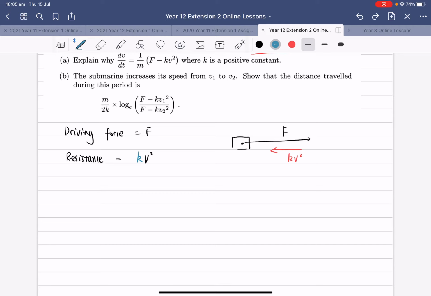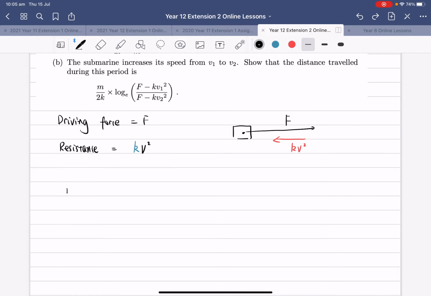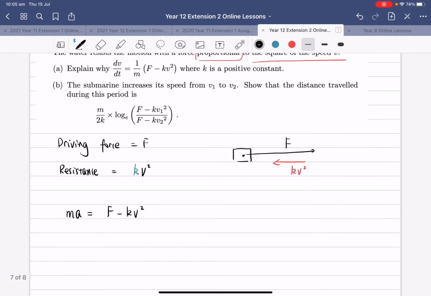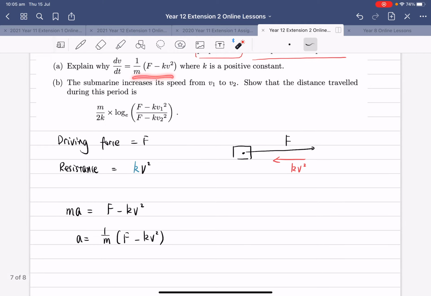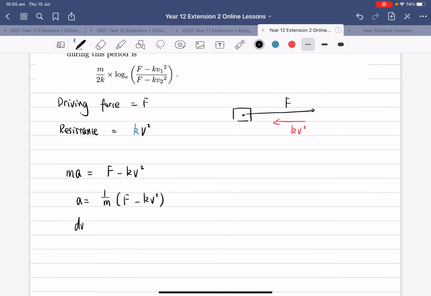So in that case, when you use Newton's second law, F equals ma, the resultant force ma is equal to the force that goes to the right minus the force that goes to the left. Once we finish that, we can divide by m, so that becomes 1 over m bracket F minus kV squared. And that's the reason why the question asked us to show why dv over dt is equal to that expression here. Since we know that a is equal to the derivative of velocity in terms of time, we have proved it. So that's a pretty simple and easy question for part A.